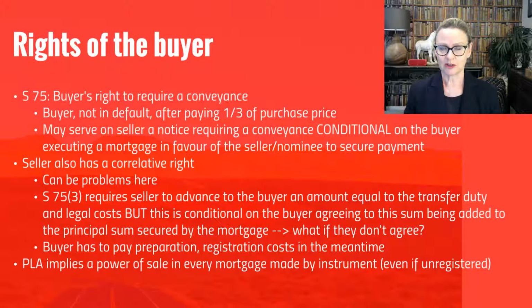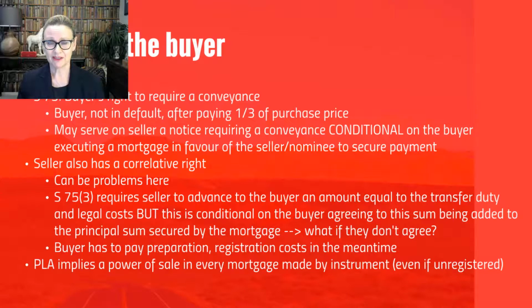The seller also has a correlative right that corresponds to the buyer's right to require a conveyance. However, you'll see the text notes that there's all sorts of problems with this provision, not the least of which is that the seller has to actually advance a sum of money to the buyer for payment of all of the ancillary costs involved with the documentation that goes along with a conveyance. So if the transfer duty, the legal costs and this sort of thing, yes, the seller can add that sum to the mortgage that's created in this arrangement, in this process.